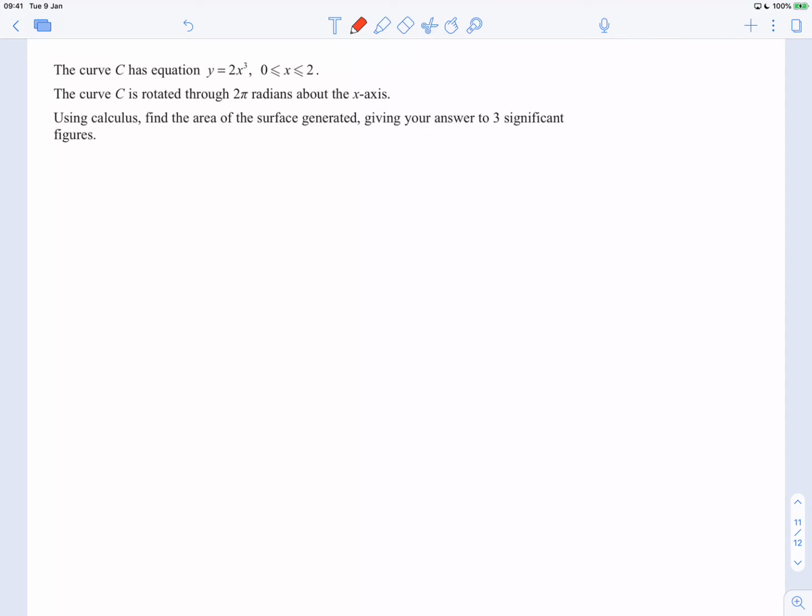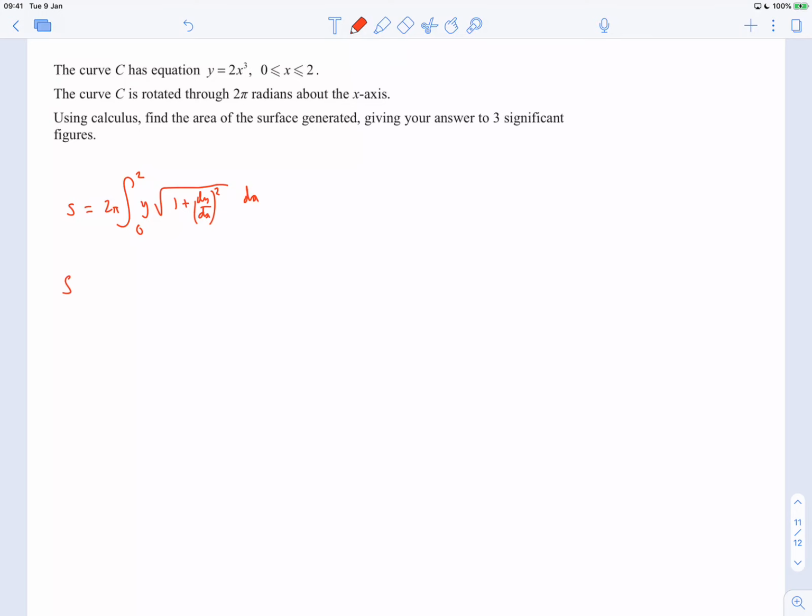Okay. The curve C has equation y equals 2x cubed. The curve C is rotated through 2 pi radians around the x-axis. Using calculus, find the area of the surface generated. Okay, so the surface, I seem to remember, is going to be 2 pi between, it's defined between 0 and 2, and it's going to be y, lots of the square root of 1 plus dy by dx all squared dx.